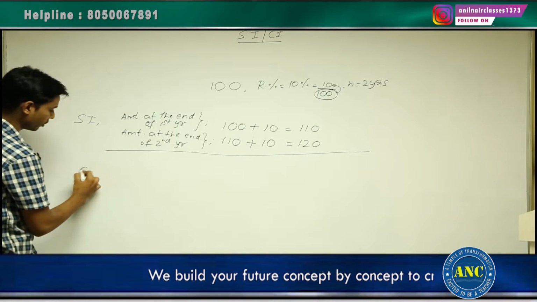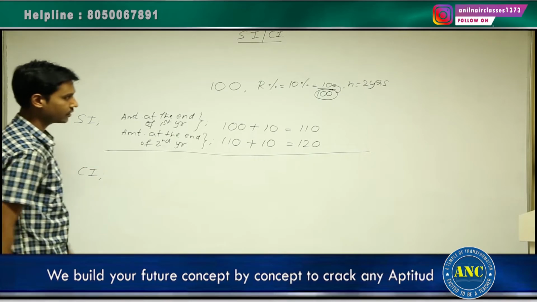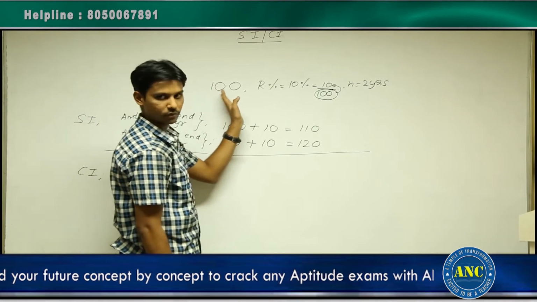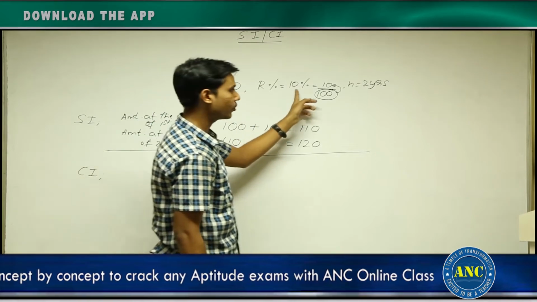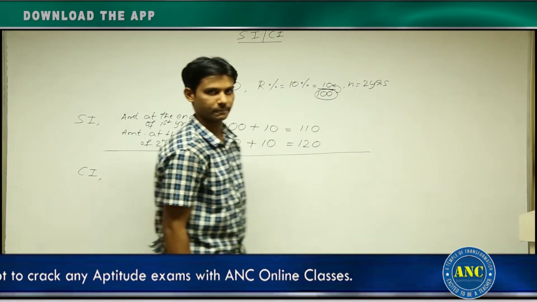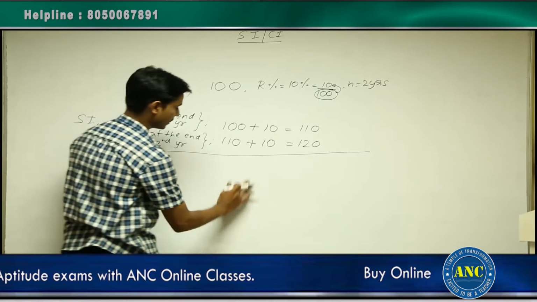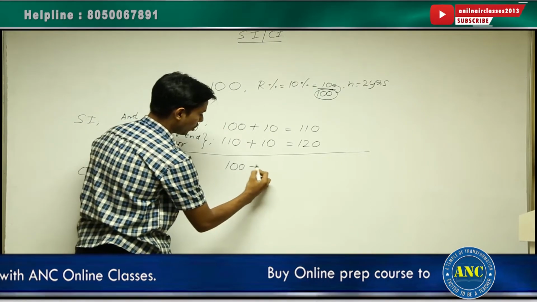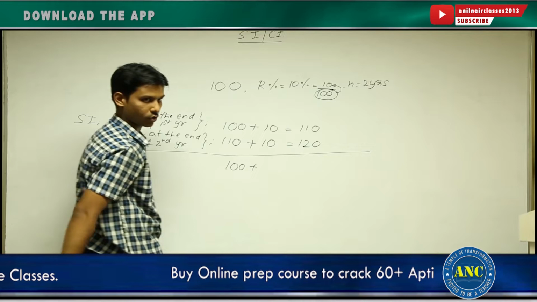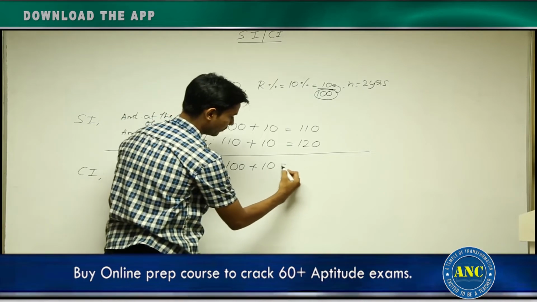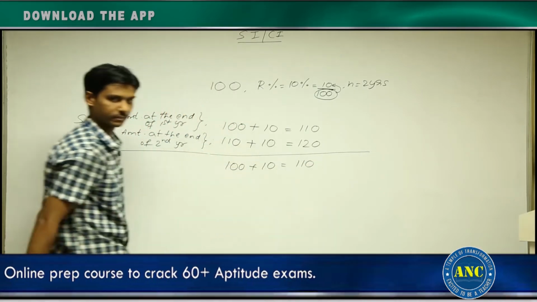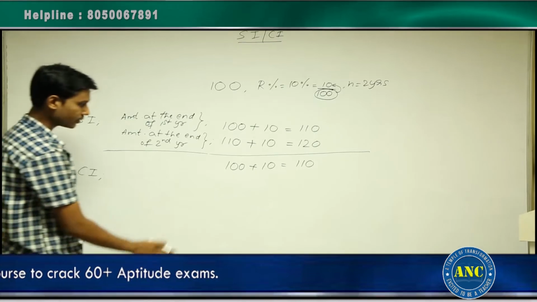See here. Let us discuss what happens in case of CI. Listen to this carefully, same example. I took 100 rupees from you, 10% rate of interest is imposed on it, and the number of years is 2. First year, I took 100 rupees from you. What is 10% of 100? 10 rupees extra I am giving you. It became 110 rupees.